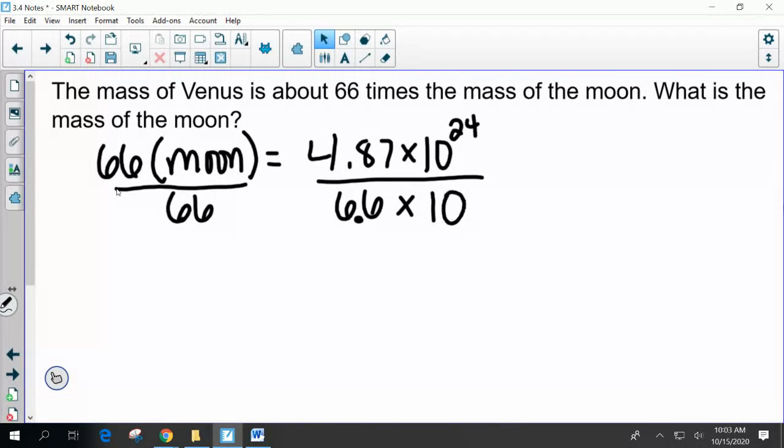How many times did you move your decimal? One time, so this would be a 1. 6.6 times 10 to the 1. So then I'm going to divide 4.87 by 6.6.